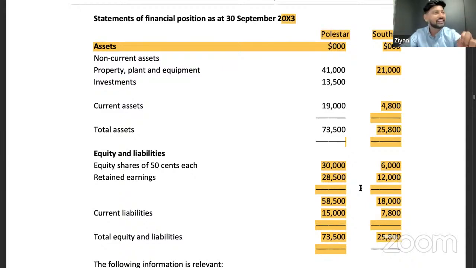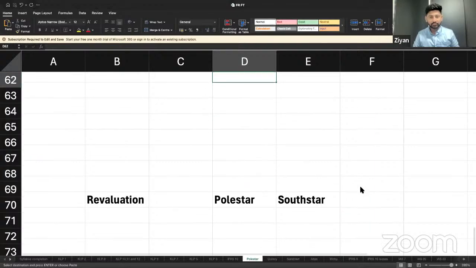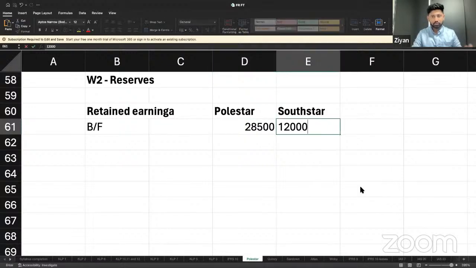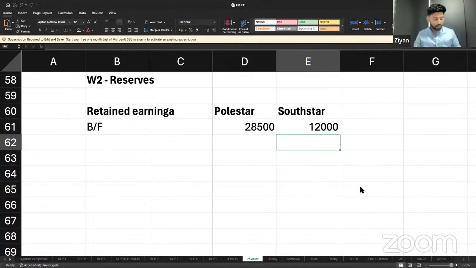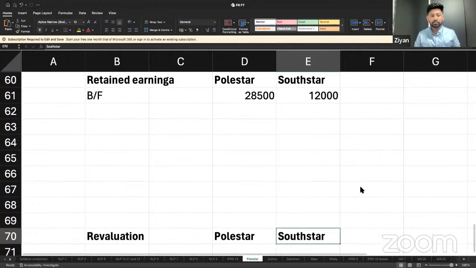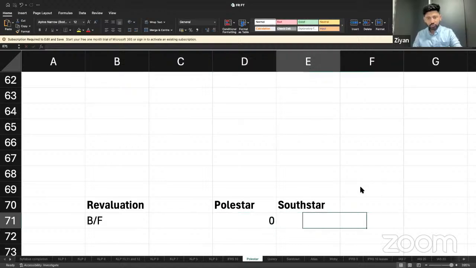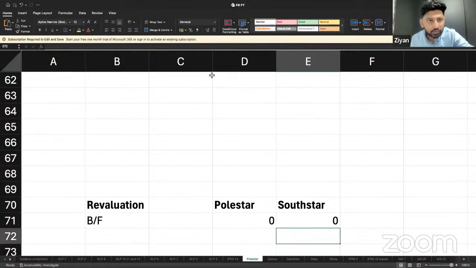I need it as at the year end. Now keep that in mind. So 28,500 and 12,000, there you go. Done. How much is my revaluation brought forward? 0, 0. Are we clear, everybody? Yes or no? Everybody out there, do you understand?